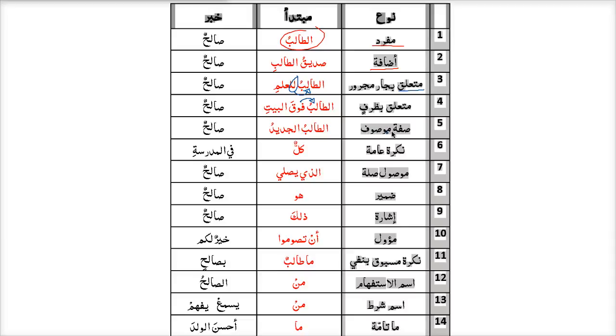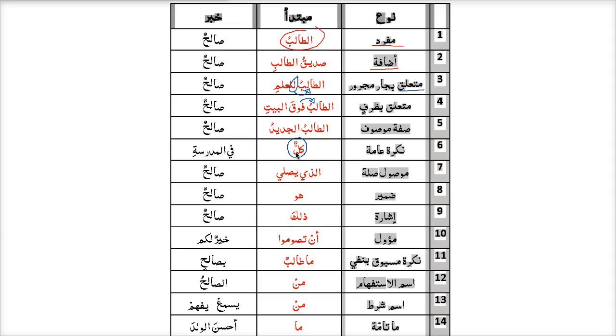At-Talibul Jadidu, this is sifan mawsuf. Okay, so adjective, describing word. So At-Talibul Jadid, the new student, is pious. Nakira Amma. This is what we call Nakira Amma. Nakira Amma means just a nakira word, but it has the meaning of generality. So general, Nakira Amma we call it.